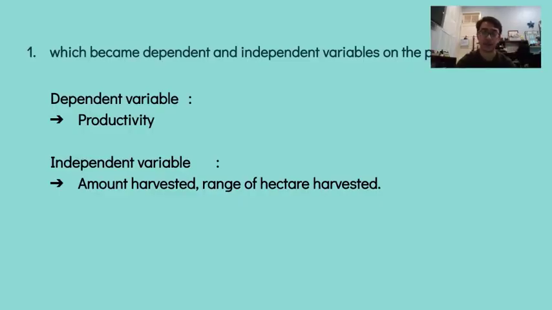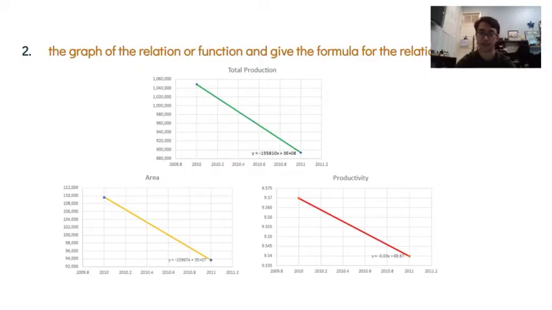The first task is to determine the dependent and independent variables of this problem. The dependent variable is the productivity, and the independent variables are the amount harvested and the number of hectares harvested. Now as we can see from the graph, the total production, area and productivity are decreasing from year to year.